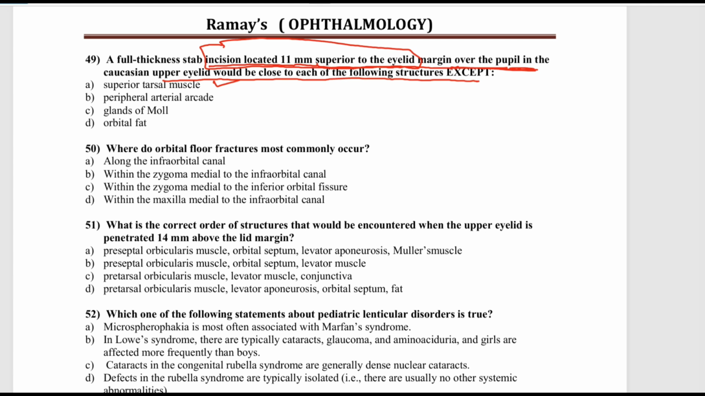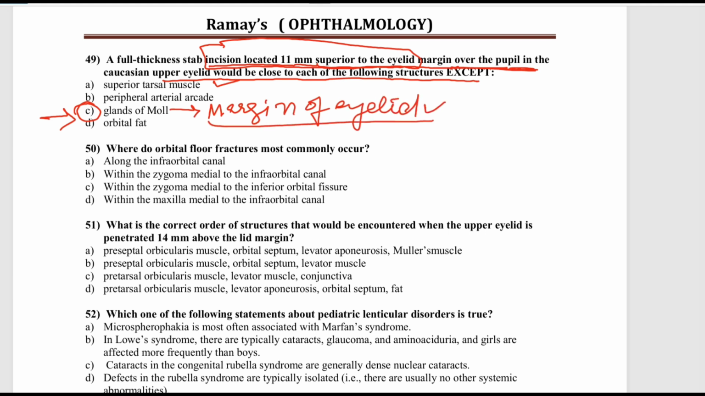The correct option is C. It will not be present 11 millimeters superior to the eyelid because these are present at the margin of the eyelid. The other structures are present 11 millimeters superior to the eyelid.